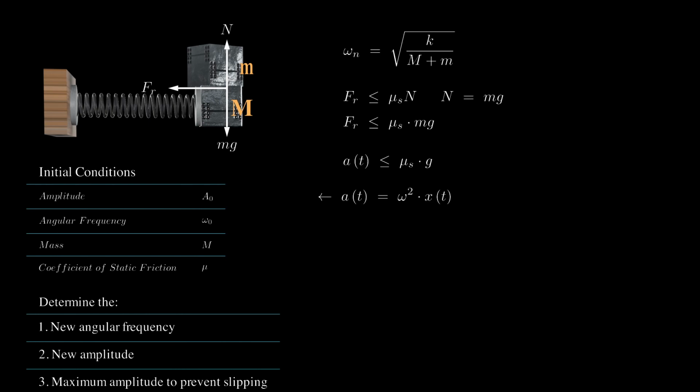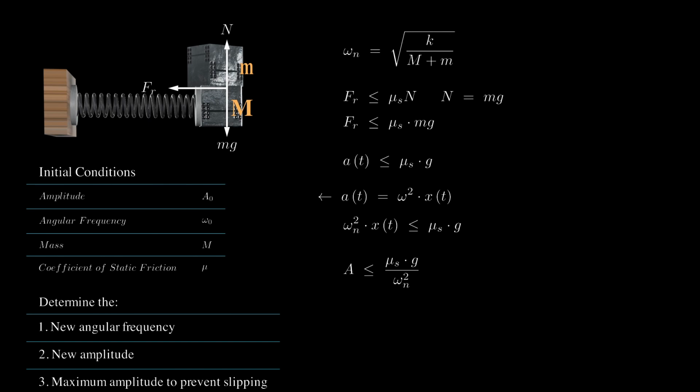In simple harmonic motion, the relationship between acceleration and displacement is given as shown here. We can rewrite the above expression by substituting this relationship in place of acceleration. The maximum value for displacement is the amplitude of the periodic motion. If the mass on top remains without slipping, this condition should be satisfied.